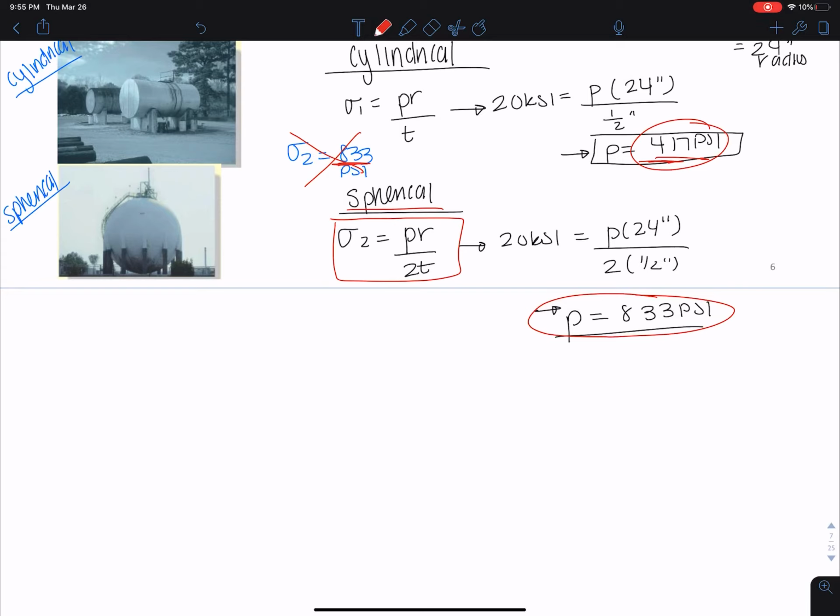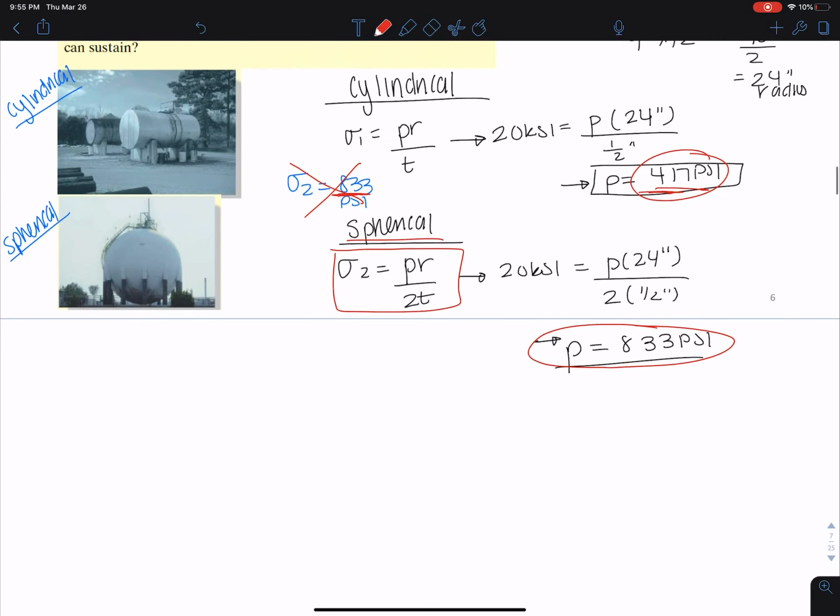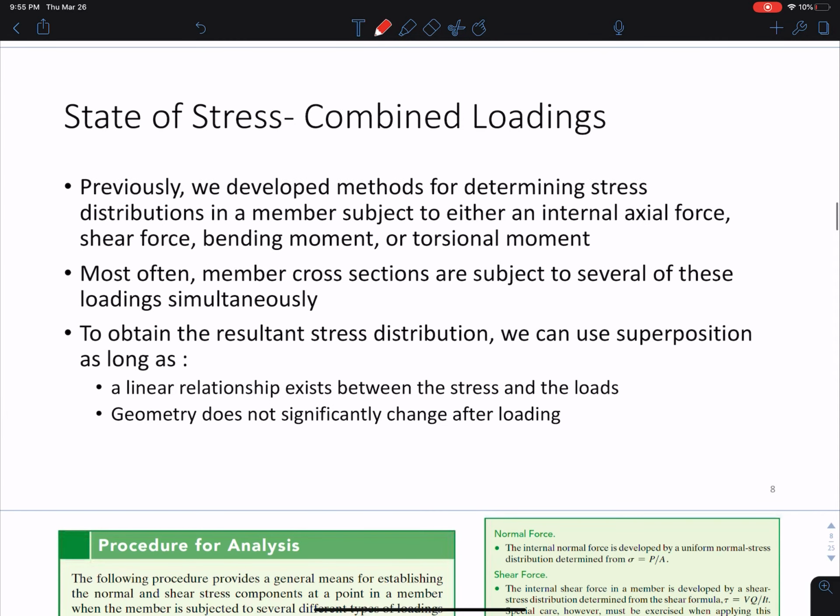So you may be wondering, why don't we always just design these in a cylindrical sense, and why do we even use a spherical sense, if they're so much more efficient? Well, it's because these spherical systems are very hard to fabricate. So you have to weigh whether it's worth it to spend the extra money or fabrication design on building the spherical system, or if you don't need as much pressure, to just go with a cylinder. Okay, all right. So let's move on.